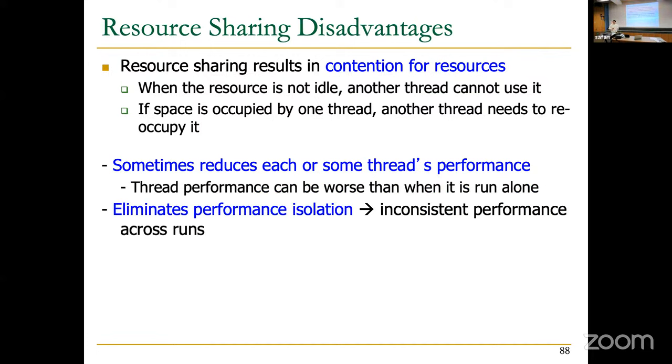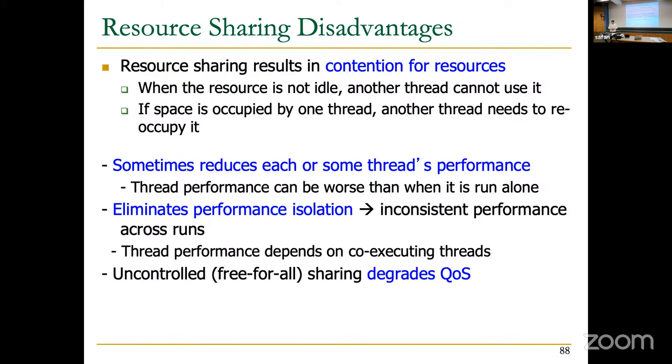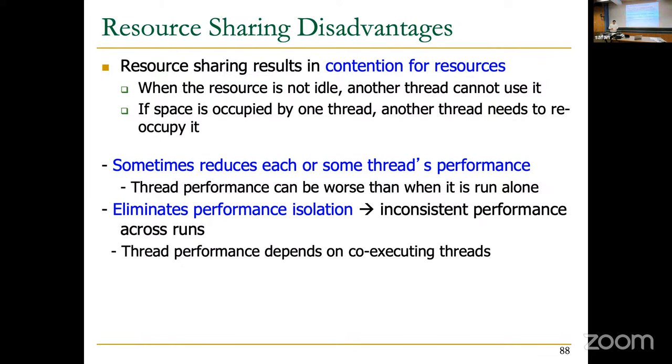And it eliminates performance isolation, so you cannot get the same performance out of your application every time you run it. It depends on co-executing threads. So if you execute a thread with a certain memory access behavior, for example, you will get a different performance. If you execute it with a different thread, you will get a different performance.